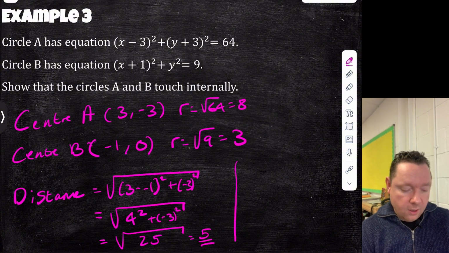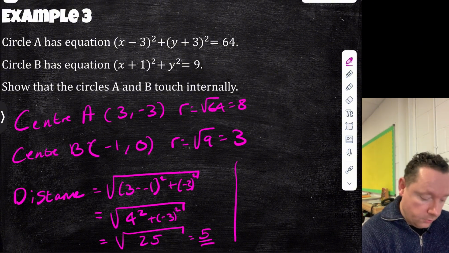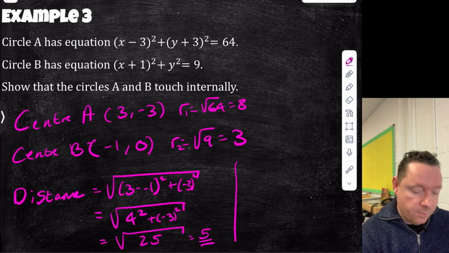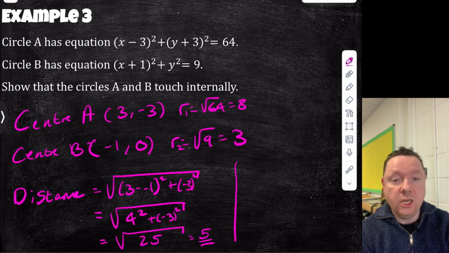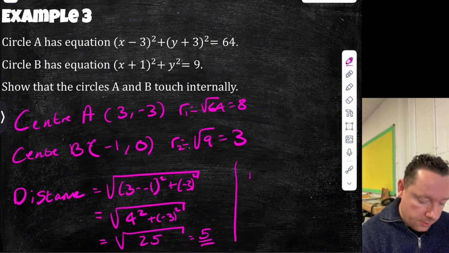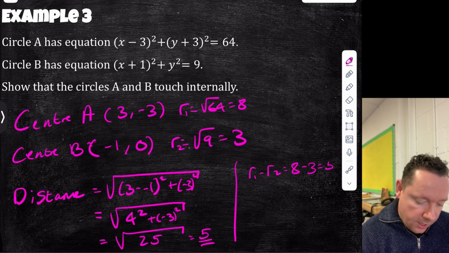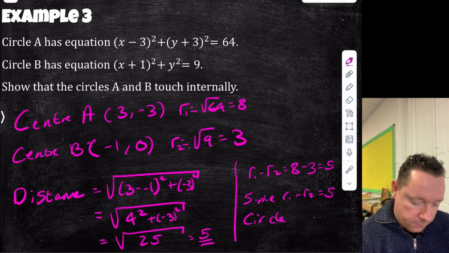Now, clearly, R1 plus R2, as we call them 1 and 2, is bigger than 5, but we also need to check what about taking away. So R1 minus R2 is equal to 8 minus 3. Does that go 5? So since R1 minus R2 equals 5, the circles touch internally at one point.